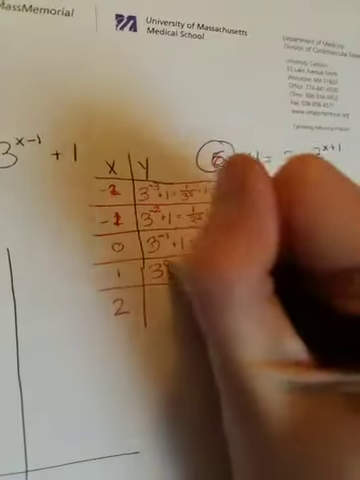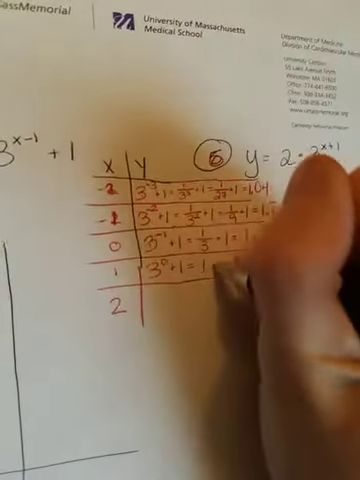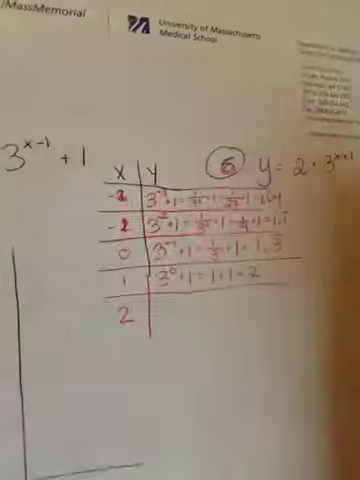1. 1 minus 1 is 0. 3 to the 0 is 1. 1 plus 1 is 2. 2 minus 1 is 1. 3 plus 1 is 4. So we'll set up the x's. The y's are going from 1 to 4.